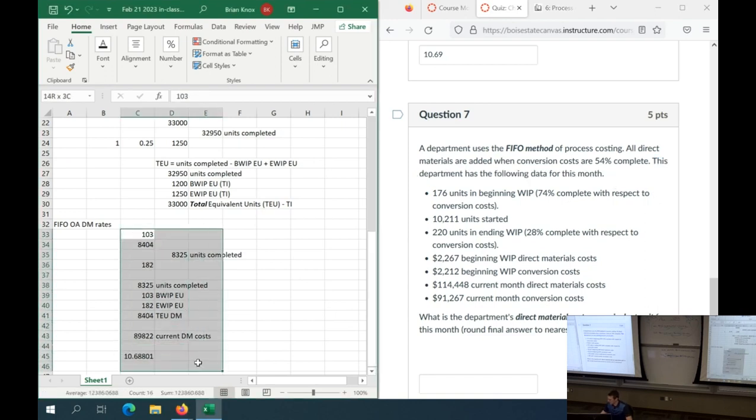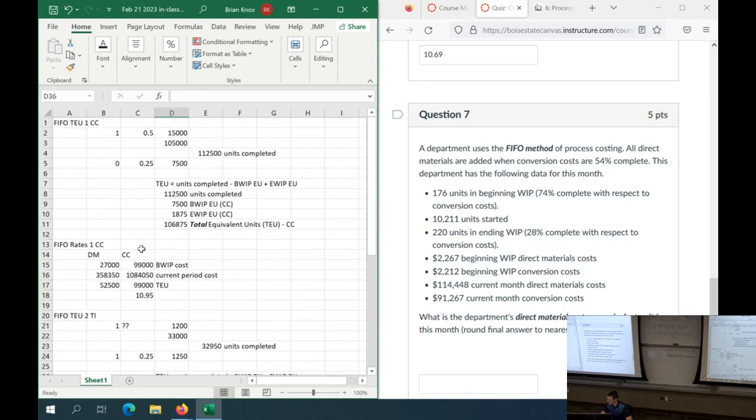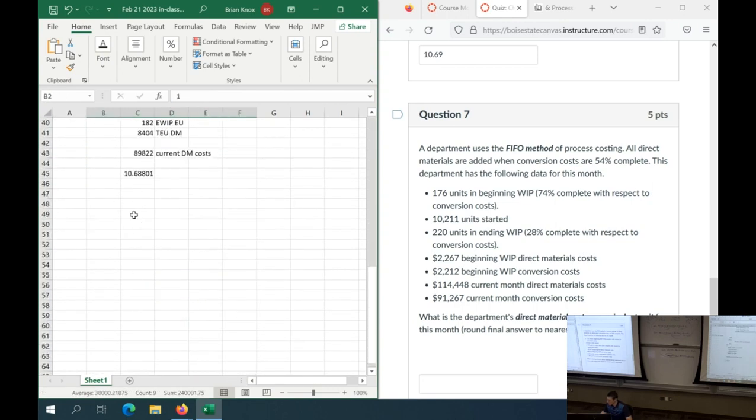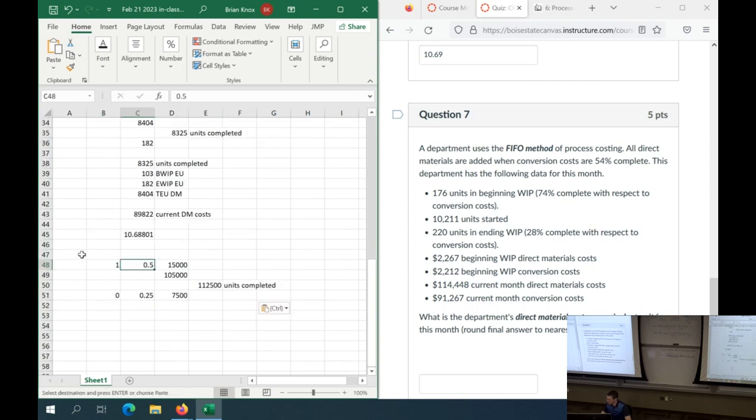And I want to use one of these up here instead, just for the T account. This is FIFO open answer DM2, a dumpling kind of problem. All right, so we have 176 units in beginning WIP, and they are 74% complete with respect to conversion costs, which by rule means they've passed the threshold of 54%. Therefore, 100% of the direct materials have been added, so they're 100% complete with respect to direct materials.